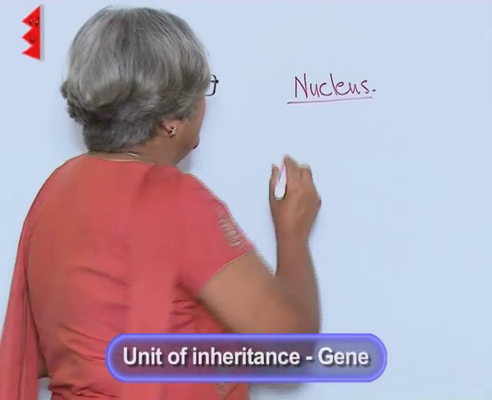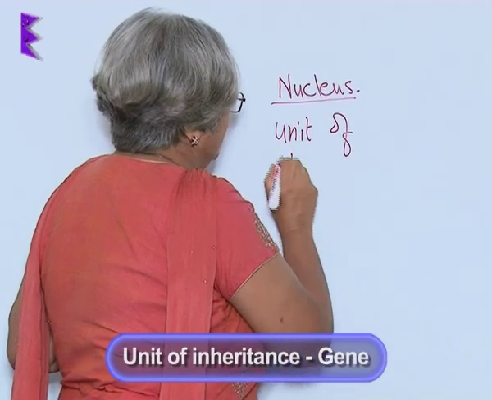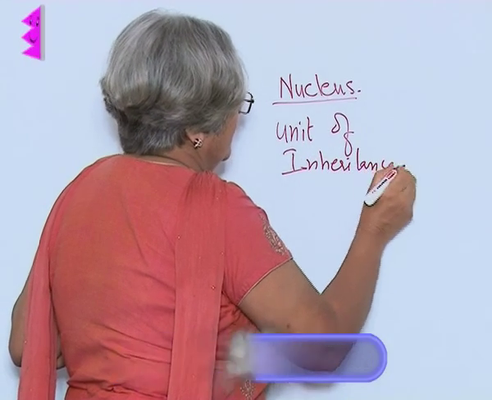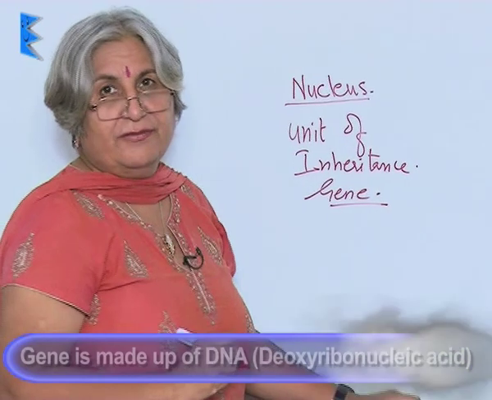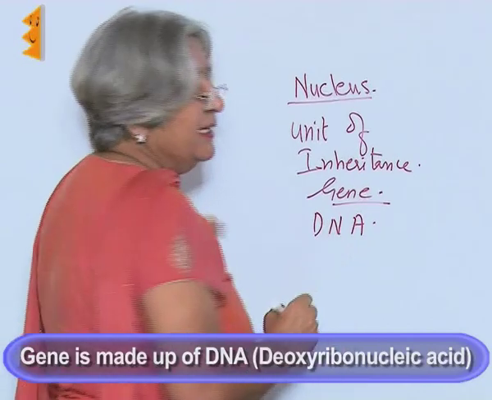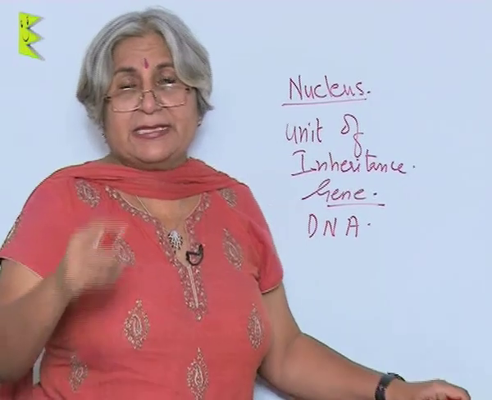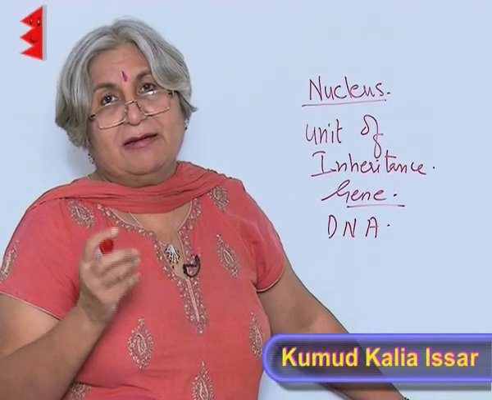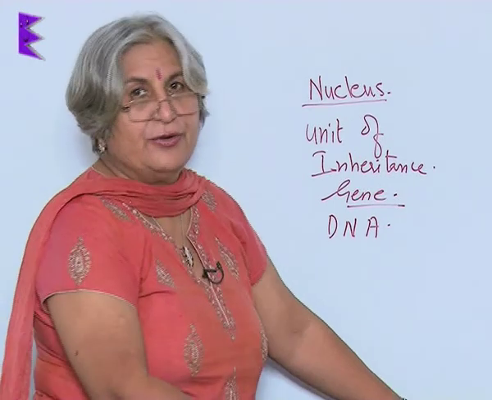And the unit of inheritance is a gene. Which is made up of DNA, that is deoxyribose nucleic acid. Now, in the cytoplasm, we find there are some structures which are subcellular. These are called cell organelles, like I had told you.